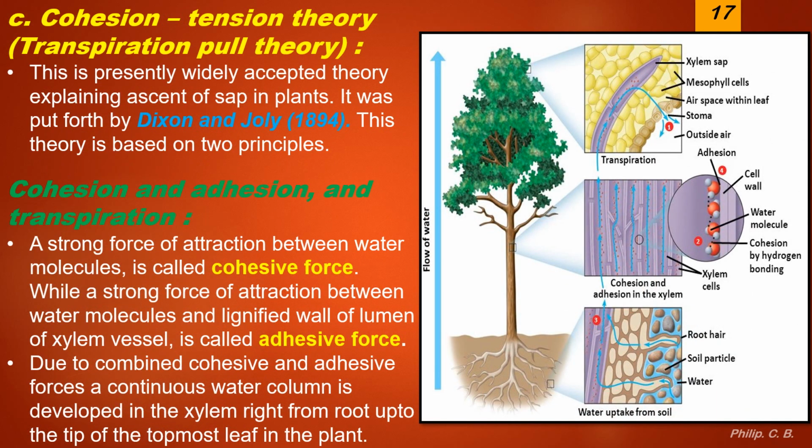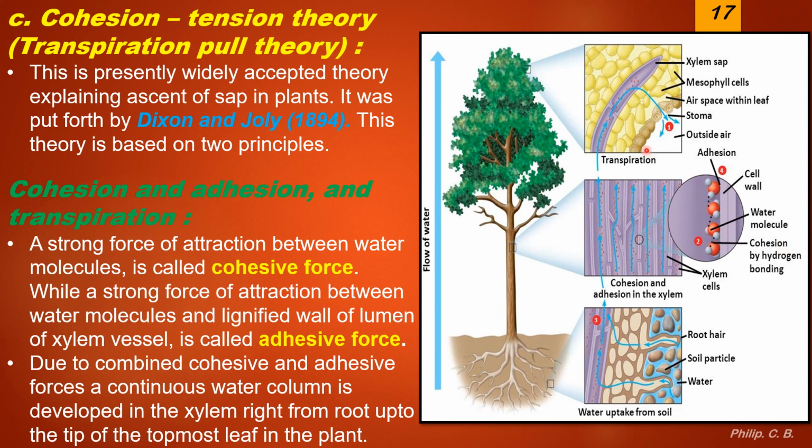Now coming to the third type, cohesion tension theory or transpirational pull theory. So again students, first see the image over here in a tree. You can see transpiration starting from the water uptake from the soil. Root hair, soil particle and water, through which water is taken up through the root hair, and further from the root to the upper part, there is xylem. So cohesion and adhesion in xylem, which we again learnt in the earlier theory. Xylem cells, cell wall, water molecule cohesion by hydrogen bonding.